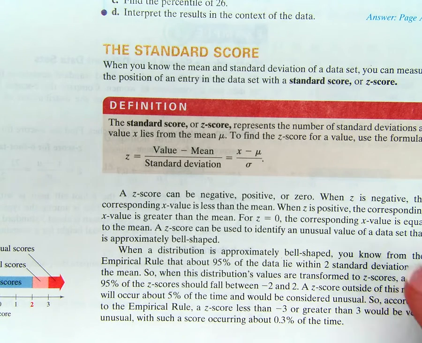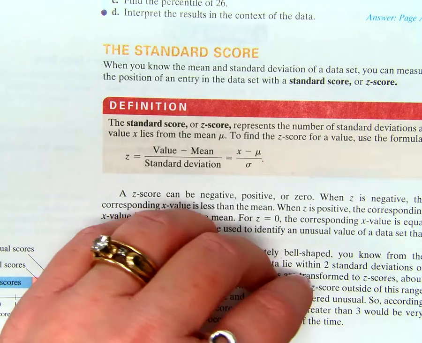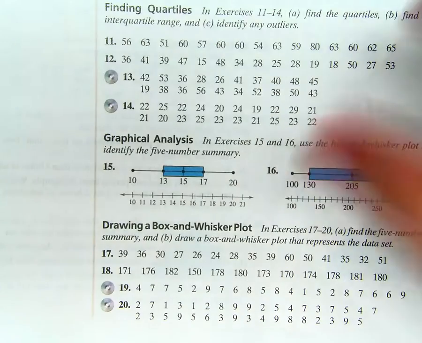The z-score or the standard score can be positive, negative, or 0. When z is negative, it's because that x value is less than the mean. So that means when it's positive, what's happening to that x value? Say it out loud. It's greater than the mean, right? Okay, and what happens when z is 0? It's equal to the mean. You okay with that? Okay, any questions about that?